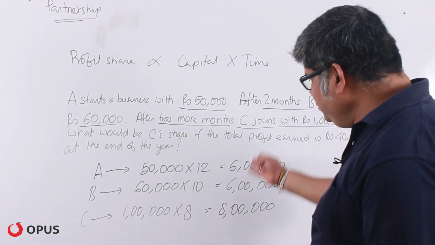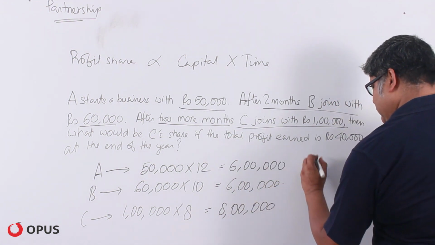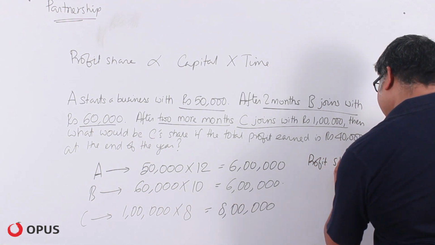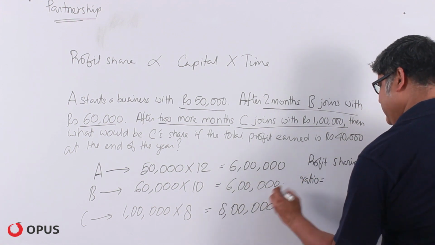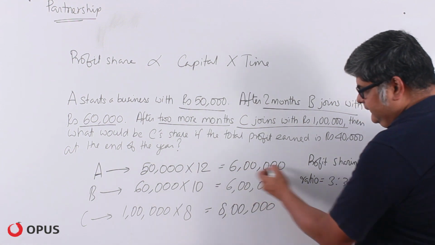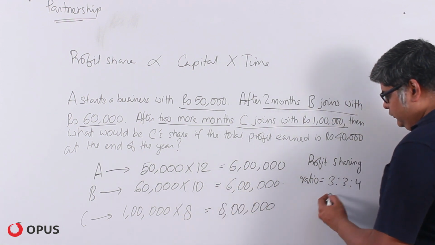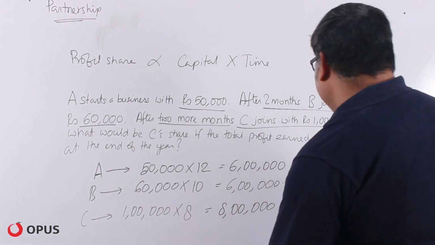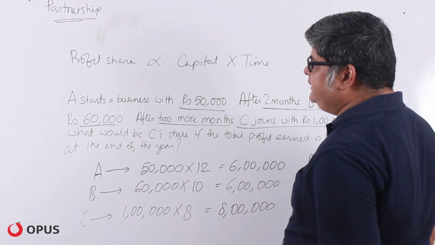Now, if we reduce these numbers, that means A is to B is to C, so the profit sharing ratio is nothing but 3:3:4. Because if I cancel all the zeros, I have 6, 6 and 8, which is nothing but 3, 3 and 4. So the profit sharing ratio is 3:3:4. So the question is saying that what would be C's share if the total profit earned is rupees 40,000 at the end of the year.